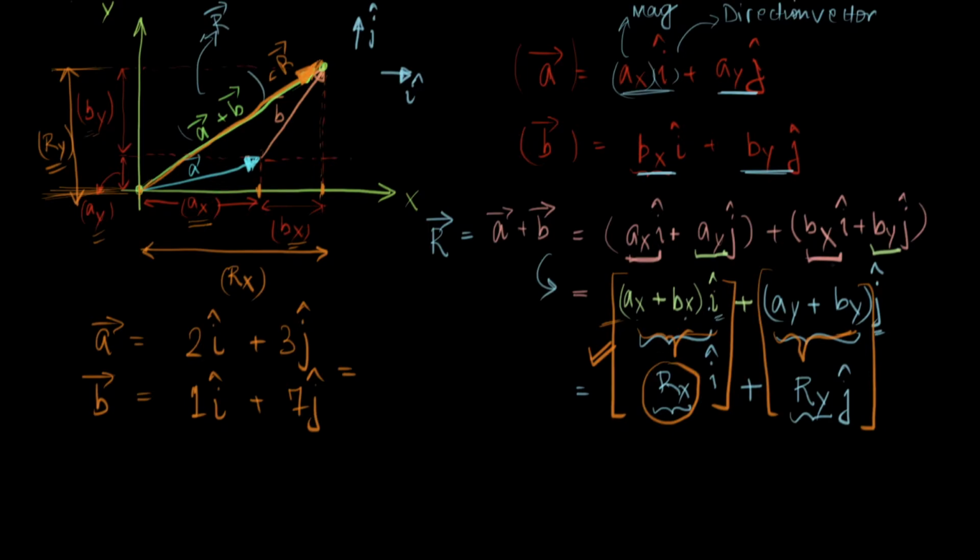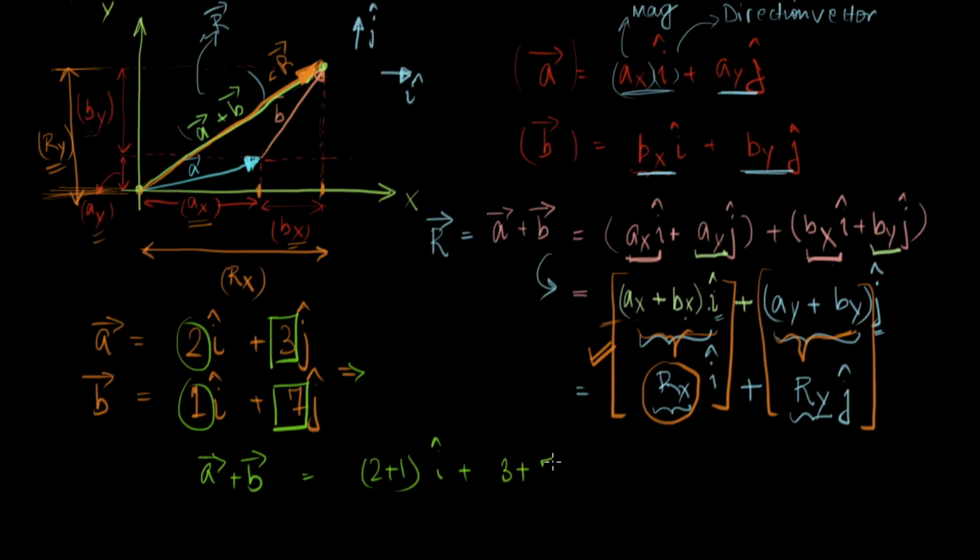So I would do that by considering the i components of the vectors. So that's 2 and 1. So the resultant for a plus b vector would be 2 plus 1 i cap. And similarly, for the y components, which would be 3 and 7, that would be 3 plus 7 j cap. If I add them together, that would be 3i cap plus 10j cap. That would be my resultant vector.